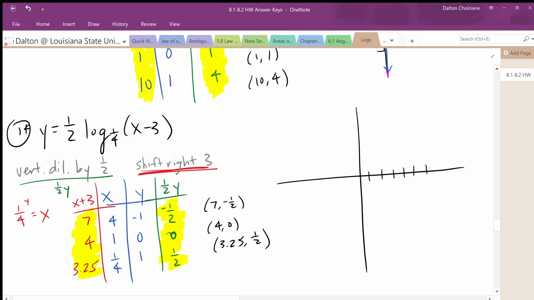2, 3, 4, 5, 6, 7, 8, 9. That would look something kind of like this. Off the bat, because I shifted to the right 3, my vertical asymptote that's usually along the y-axis at 0 is now going to be shifted to the right 3. So that's a big obvious change. And then my coordinates, 7, negative 1/2, would be about here, 4, 0, 3.25, 1/2. So it's going to go in this direction. Well, that's a beautiful curve, huh?